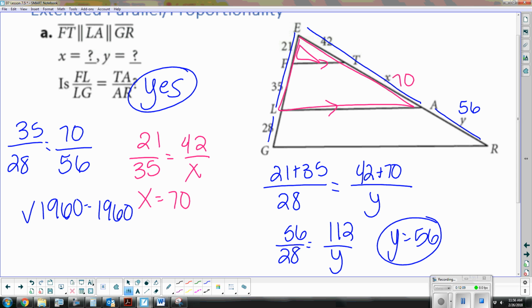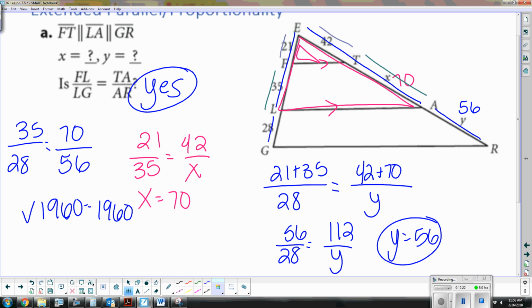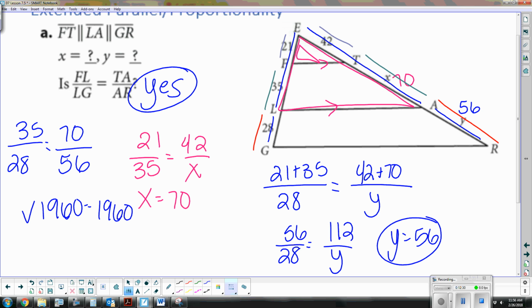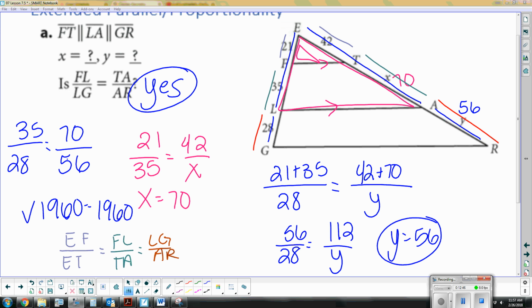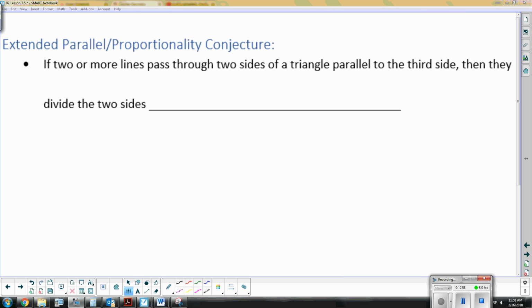So now we can form another conjecture. So these two sides to these two sides, FL to TA, to these two sides, LG to AR, those are all going to be equal proportions. So EF to ET is going to be equal to FL to TA, which is also going to be equal to LG to AR. So all three of those sets of segments are going to be proportional. So if you skip down to the bottom of your page, it says if two or more lines pass through two sides of a triangle parallel to the third side, then they divide the two sides proportionally.